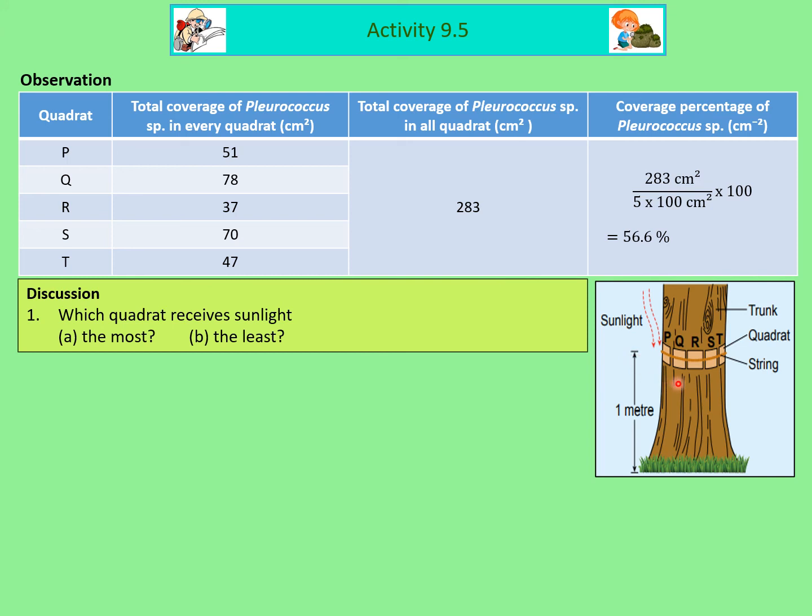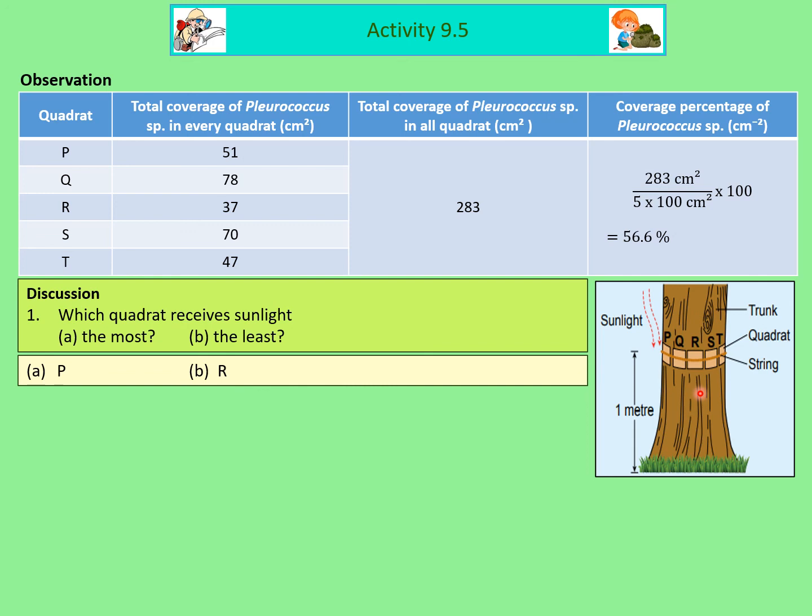Okay, Q, and then we can see R is at the middle of the tree trunk. R is the lowest total coverage of Pleurococcus, which is 37 only. Okay, and S is the second highest, 70, and T is 47. Based on the quadrat that received sunlight, the most is P, and the least is R, because R is at the middle of the tree trunk.